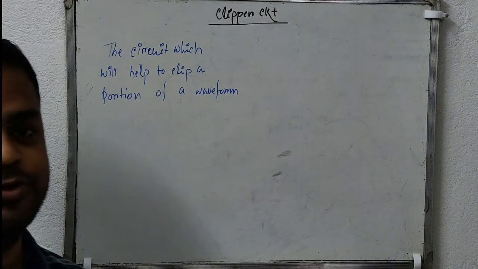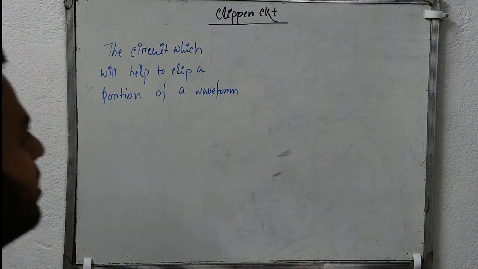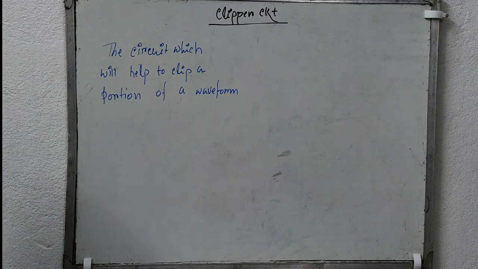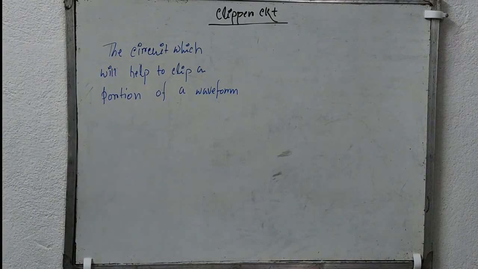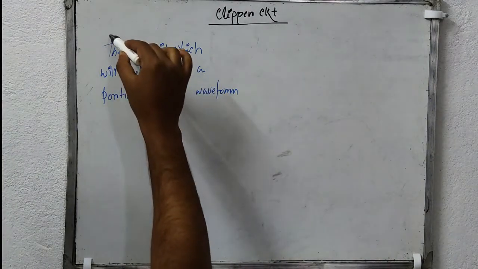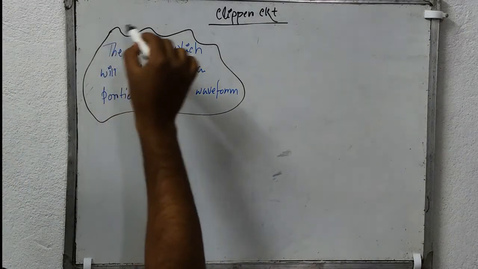Hi everyone, as you can see, today I am going to discuss a simple clipper circuit. Basically, a clipper circuit is made by the diode. So what does it mean by clipper circuit? As you can see, I have written a definition here.